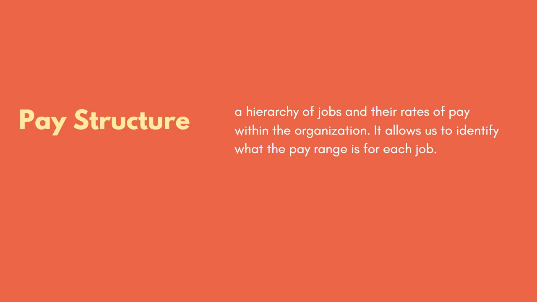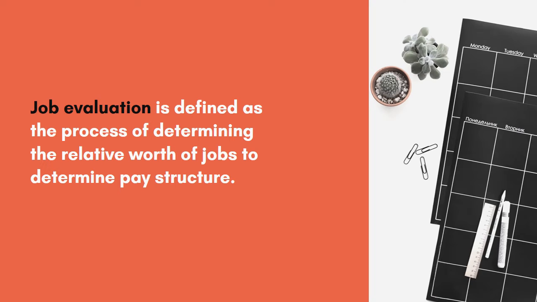So once we have completed the process of creating a pay structure, we will have the pay range for every job in the hierarchy. From that, managers can determine individual compensation levels based on the employee's performance, seniority, skills, and other significant contingency factors. A job evaluation system should be used to determine the relative worth of one job to another. This is the first step in setting up a pay system. So job evaluation is defined as the process of determining the relative worth of jobs to determine pay structure. So job evaluation can help us determine if pay is equitable and fair among our employees.